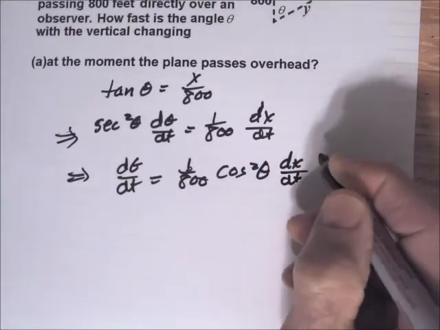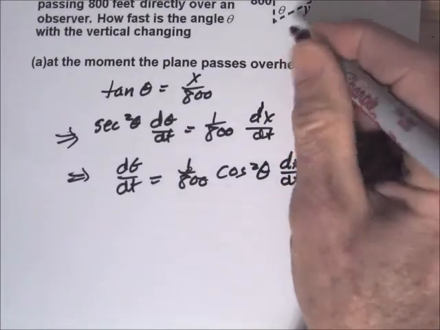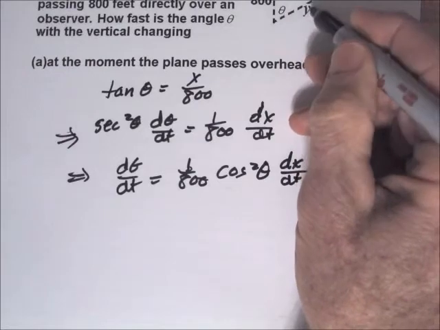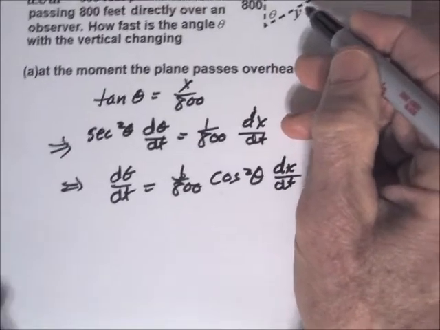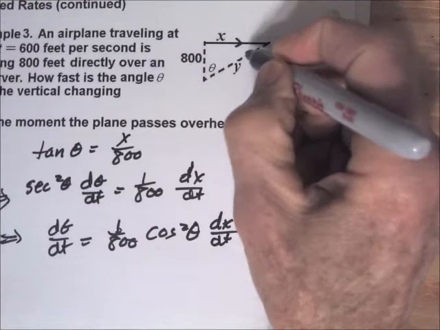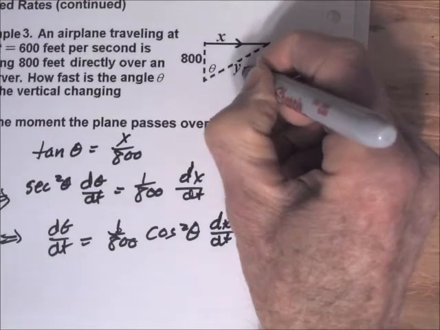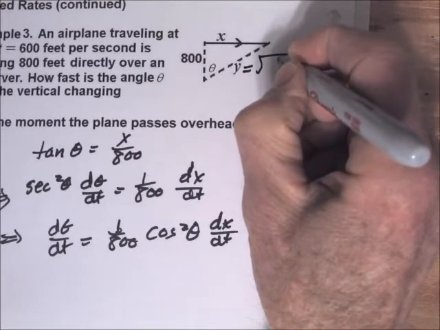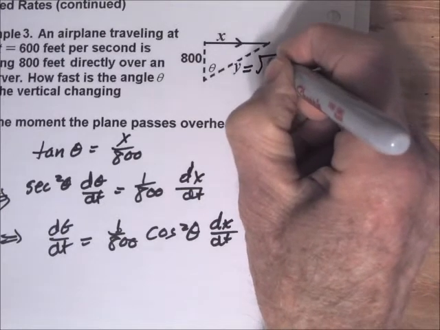The cosine of theta is the adjacent side over the hypotenuse. The hypotenuse here is the square root of x squared plus 800 squared.